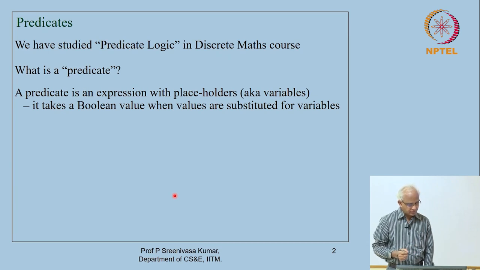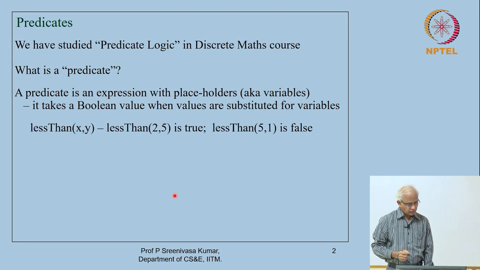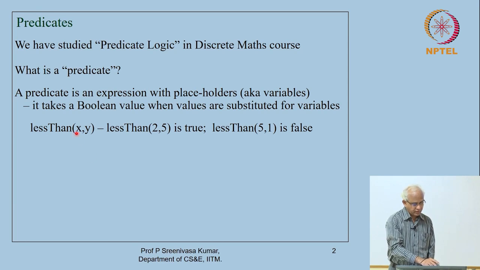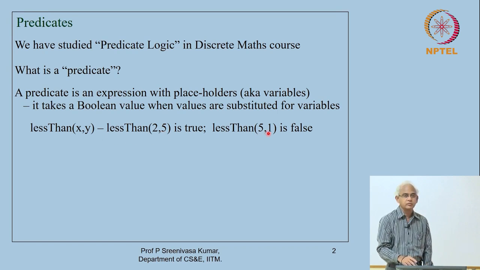Okay, let us try to give some examples. So, here is a predicate called less than. x and y are the two placeholders or the variables, and if you substitute numbers there, it assumes a truth value. The meaning I have associated with this predicate is that x is strictly less than y. Now you substitute 2 and 5 there, it becomes true, and if you substitute 5 and 1, it becomes false. So, it is a predicate, it takes values.